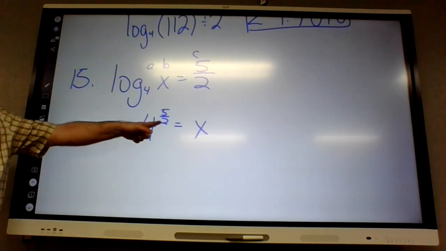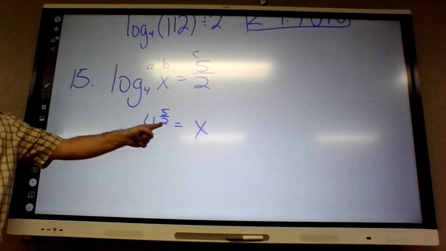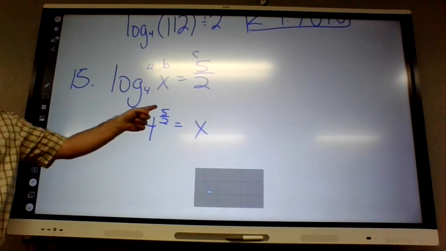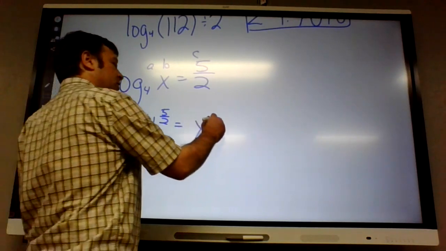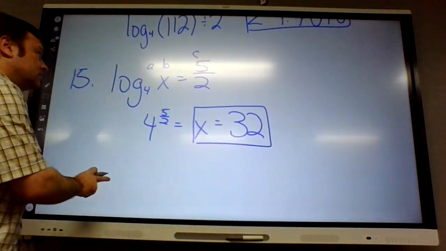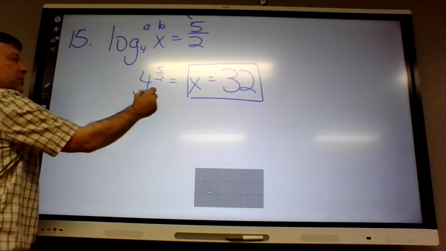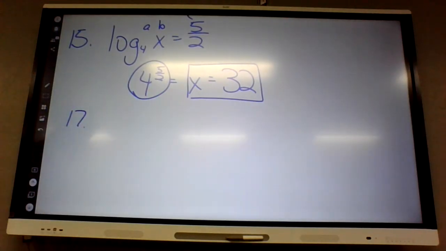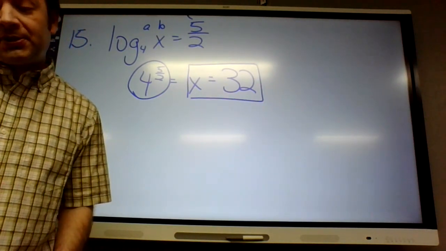Do you guys know what 5 halves means? The 2 means the square root, so the square root of 4 is 2, and the 5 means the 5th power. So it's like 2 to the 5th, which is 32. Do we have to write that? This part would be enough to show your work. Usually I don't require you to write the original problem down. Sometimes, but usually it's just busy work.